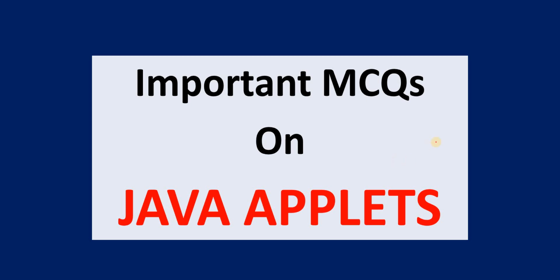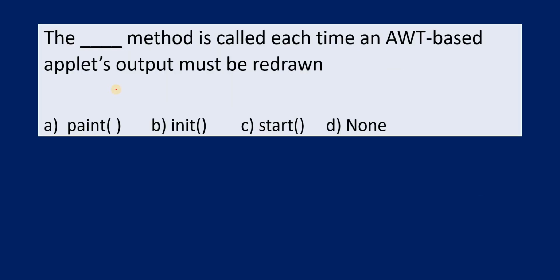Hello everyone. In this video, we are going to see the important MCQs on Java applets. See the first question. Dash method is called each time an AWT Windows applet output must be redrawn. The answer is paint method.